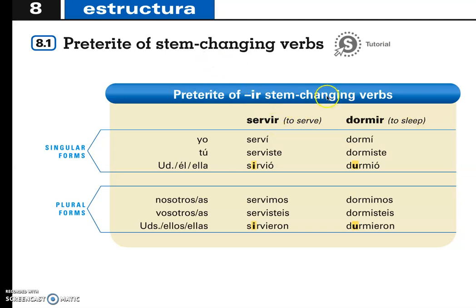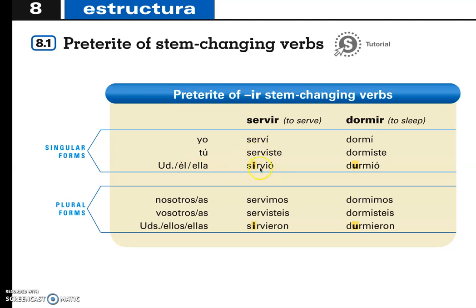Remember, the preterite means the past tense. So for instance, yo serví means I served, right? In the past, okay? Repita. Serví, accent over the I. Tú serviste. So far, no stem change. But look here. Usted, él, ella, sirvió.